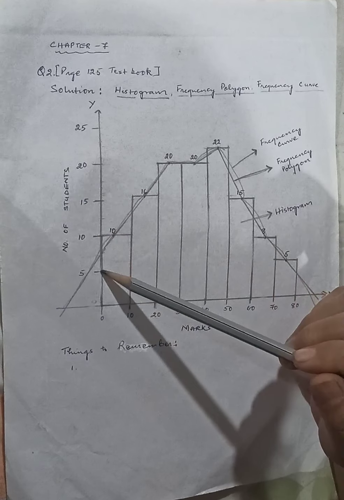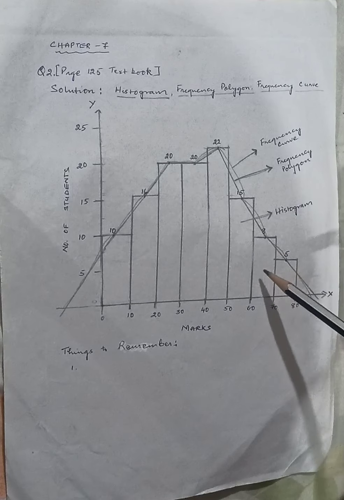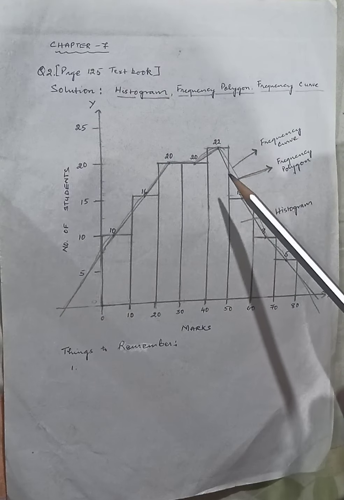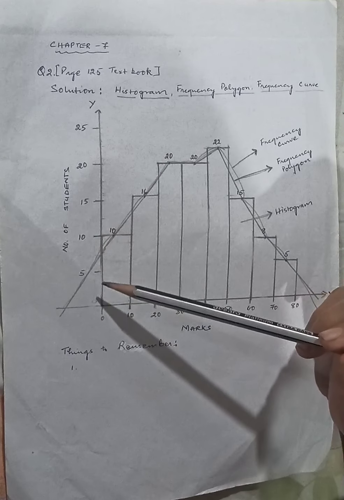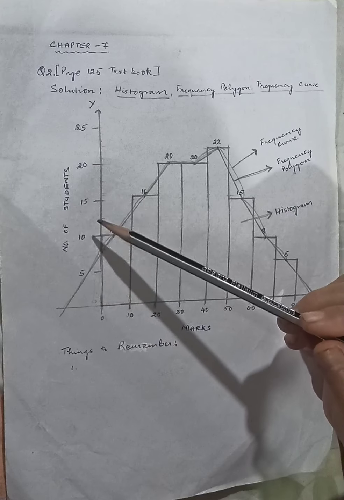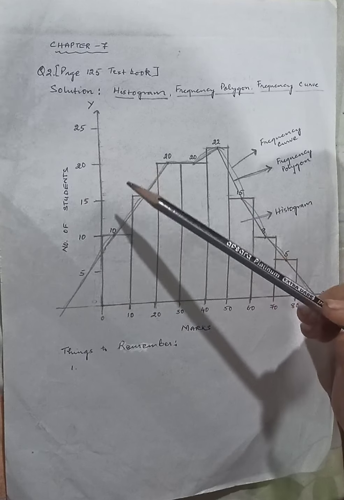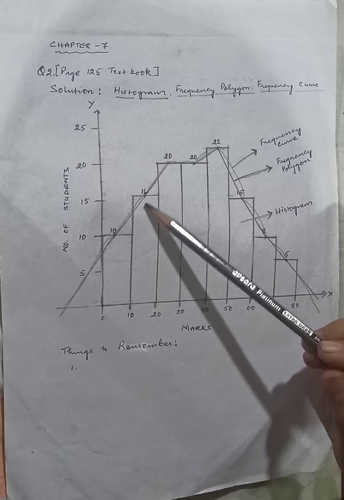But on the OY axis, we need to make a scaling. So the lowest frequency is 5 and the highest is 22. Based on that, we are scaling it here. So here 0 to 5, in each unit, 5 numbers fall in here. So this is how we present a frequency diagram.